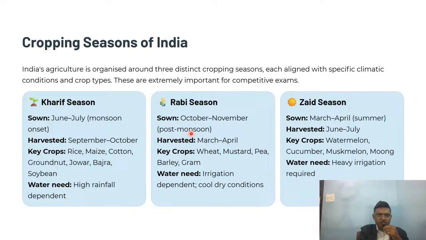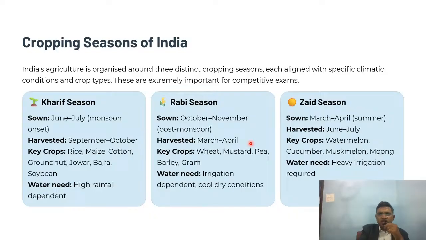Then Rabi season, which starts in October to November. It is post-monsoon, harvested in March and April. The crops are wheat, mustard, pea, barley, then gram. Water is needed and irrigation is required because it is post-monsoon, October and November. Cool and dry conditions are required.